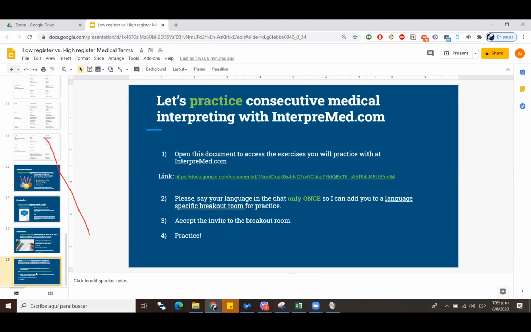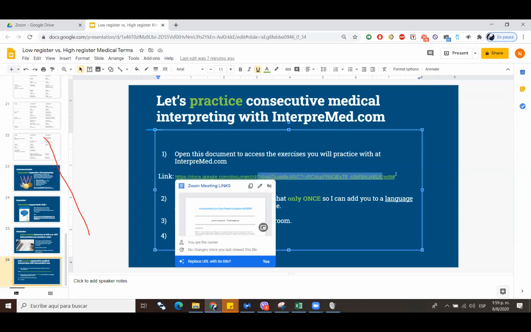So now we are going to actually practice, and this is the most important part, because we're going to apply everything we talked about. Okay, so I'm going to send you this document. I sent it at the beginning.